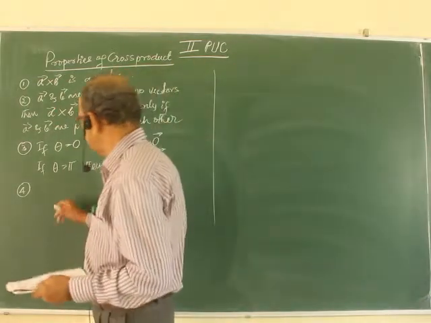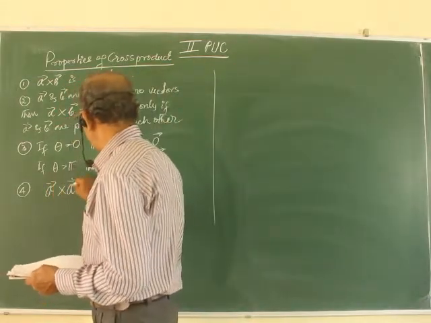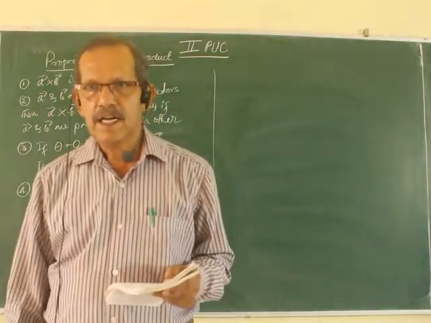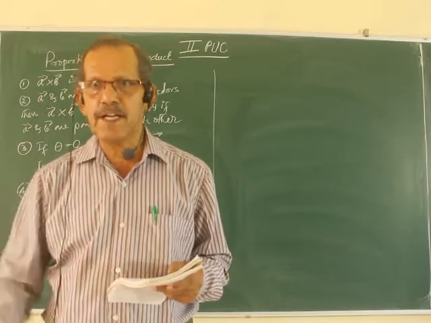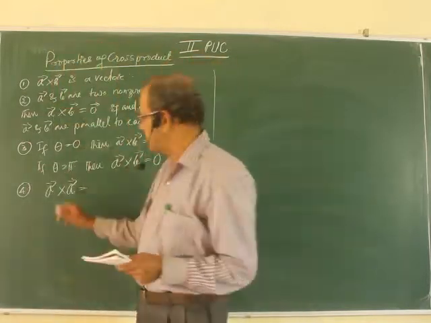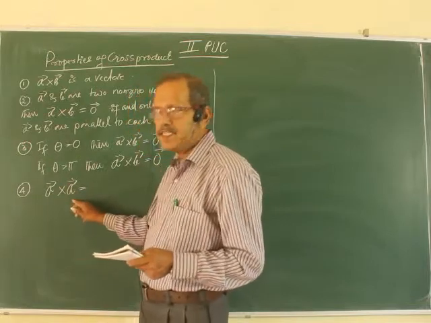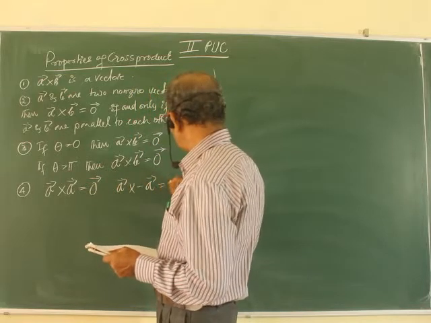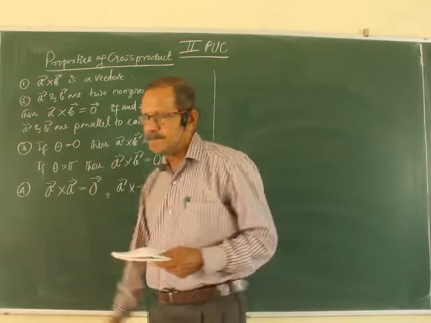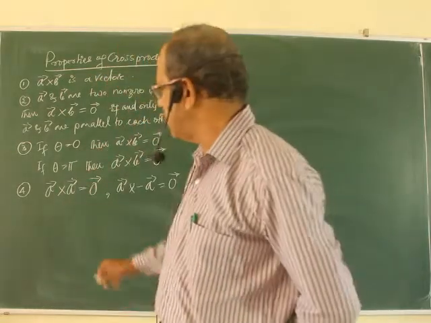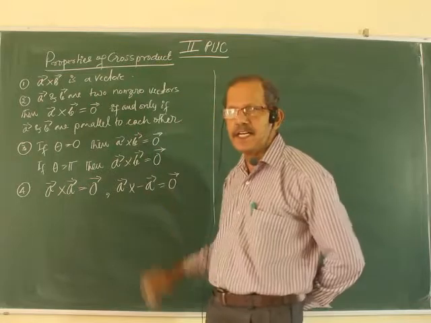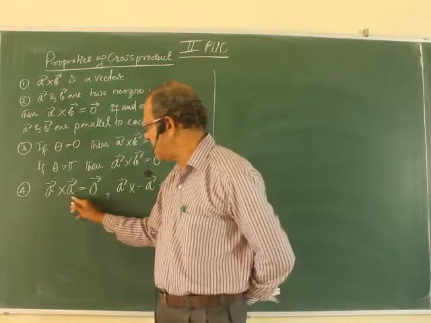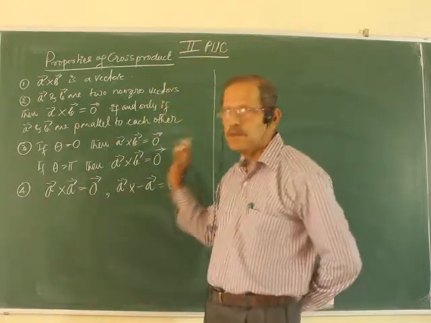You may have to refer to the formula when you solve the problems. Property number 4 is A cross A. A dot A is mod A square, you have written there in scalar product. But remember, A cross A, theta is 0, no doubt it is 0. Or A cross minus A also 0. Remember this. Angle between A and A or A and minus A, sin 0 is 0. So cross product of A and A or A and minus A both are zero.